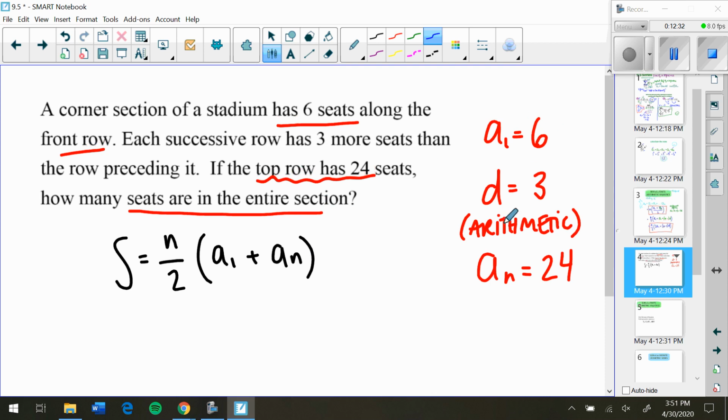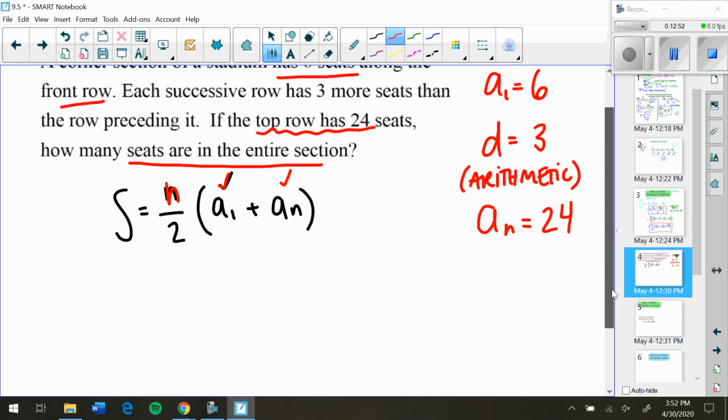We know the first term is 6. We know the nth term is 24. We know that the common difference is 3. We know it is arithmetic. And here is our general formula for the sum of a finite arithmetic sequence. Okay, so we have a1. We have an. But the issue right now is we don't know how many terms there are.